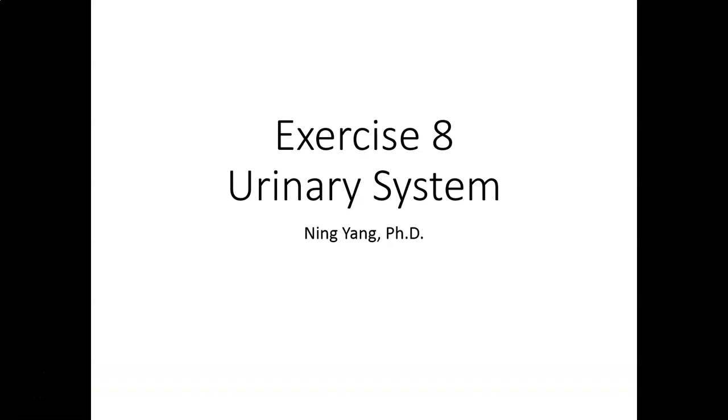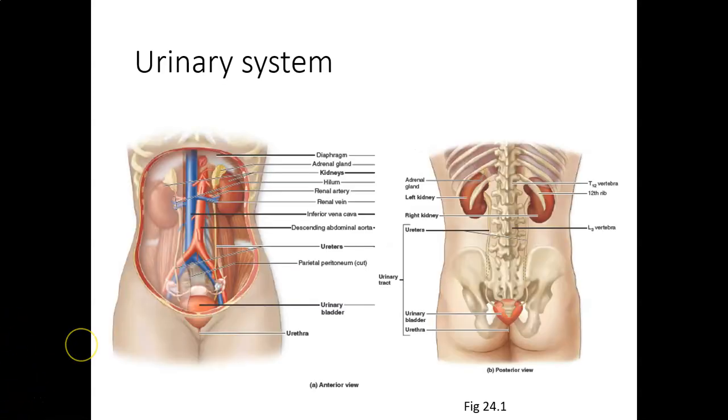In this week's lab, we are going to learn the urinary system. So this is an overview of the urinary system. You have kidneys, one on each side. The right kidney is lower because there is a big organ, the biggest internal organ in our body, the liver right here. So it's pushing the right kidney slightly lower.